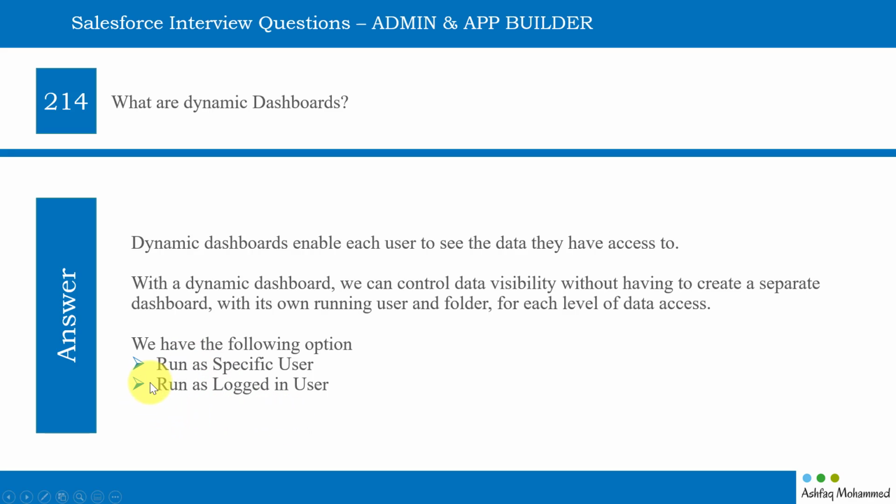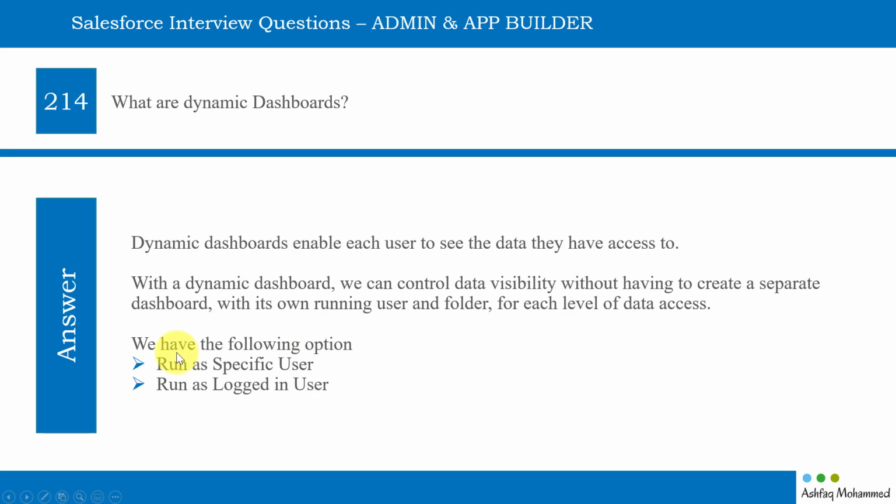But now we don't want that. We want everyone to see all the data, right? So what we can do is, sorry, the other way, right? If we select run as specific user, then we can see the data that a specific user can see. Okay, what a specific user can see.